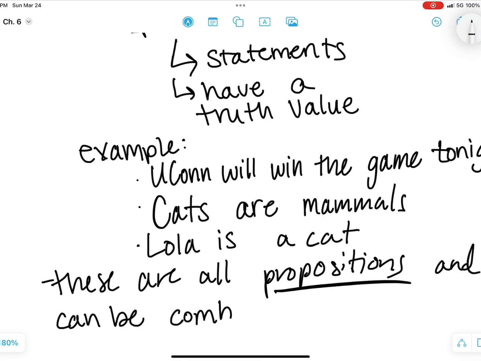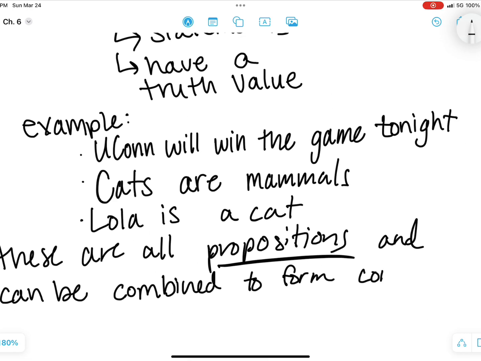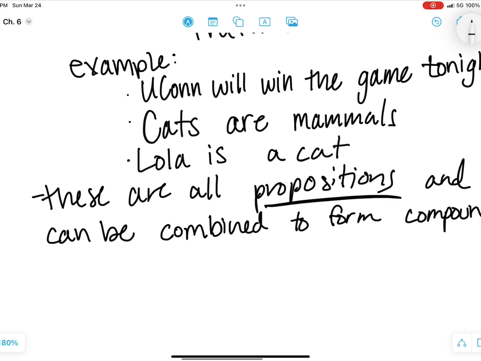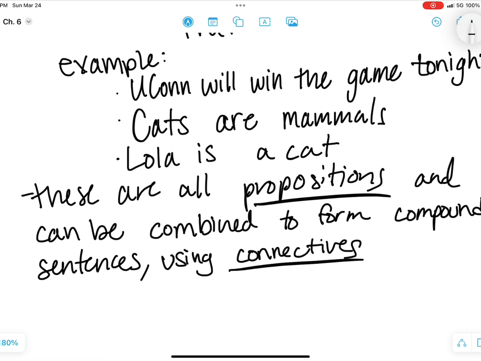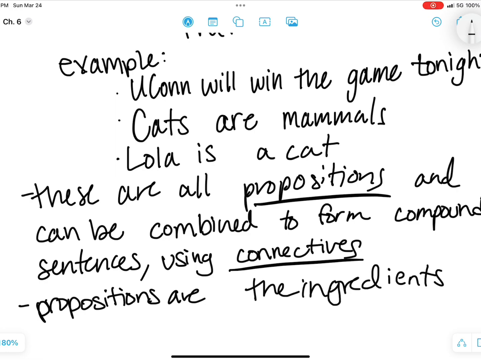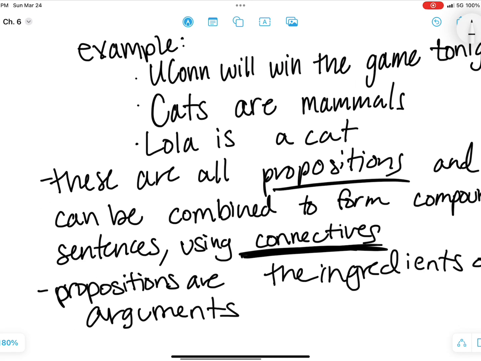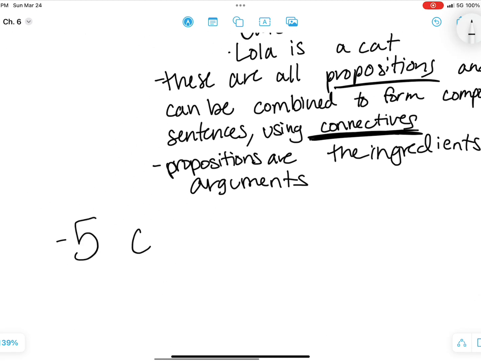And the way that propositional logic works is it allows us to build fundamental units of sentences called propositions together using what are called connectives or operators. And then we can form more complicated sentences and arguments based on these sentences, and we can learn rules about how different propositions relate to one another. And propositions are the ingredients to all arguments.